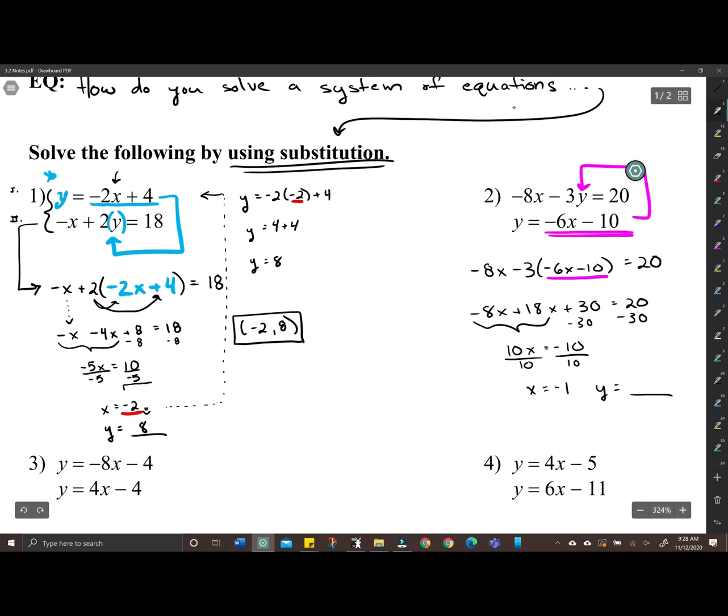So we're going to substitute back into the y equals equation. We know now that y equals negative 6 times negative 1 minus 10. Again, the negative 1 is the one we solved for. So y is equal to 6 minus 10, or negative 4. So negative 4 is the y, and you have the coordinate point, negative 1, negative 4. And that's about it. Okay? Negative 1, negative 4.